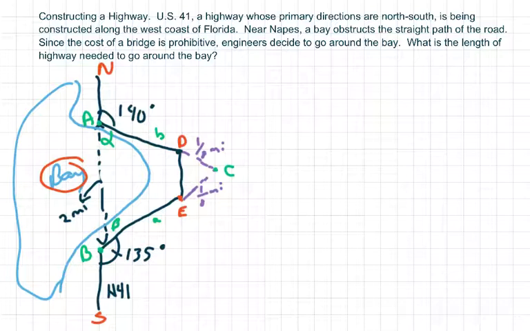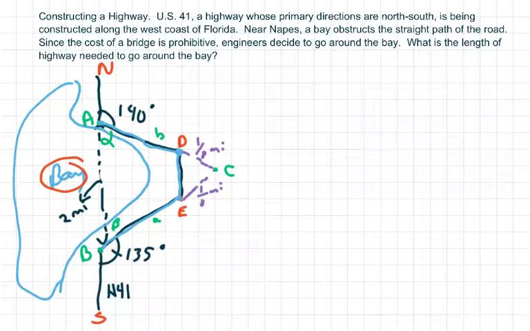So the cost of a bridge is prohibitive, so engineers decide to make a road across a highway that goes around the bay. So this is the picture, and the picture actually gives you all this information here. We need to know the length of the highway, so we need to know this length here. So from B to E plus E to D plus D to A, or you can go the other way.